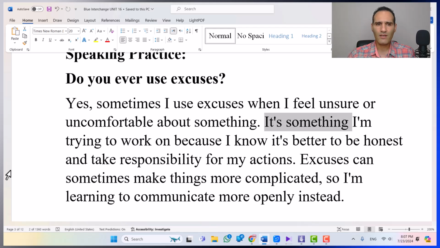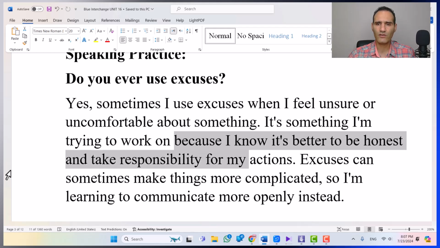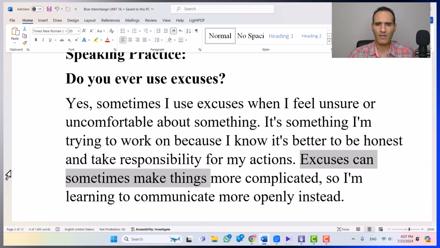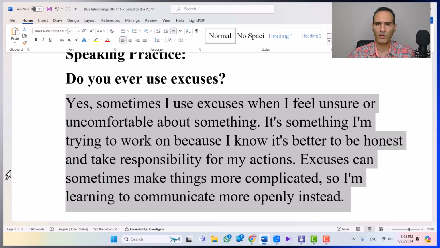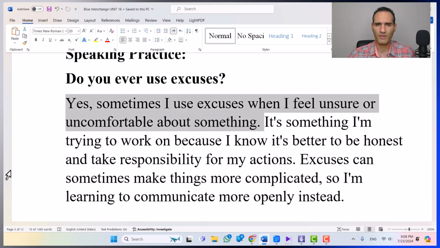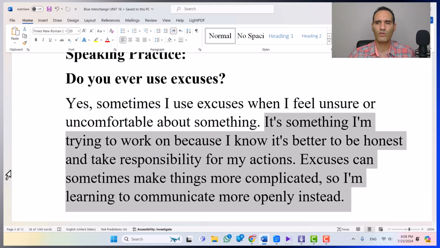It's something I'm trying to work on because I know it's better to be honest and take responsibility for my actions. Excuses can sometimes make things more complicated. So I'm learning to communicate more openly instead. A very beautiful sample response with a topic sentence clearly saying yes and then some supports to back it up.